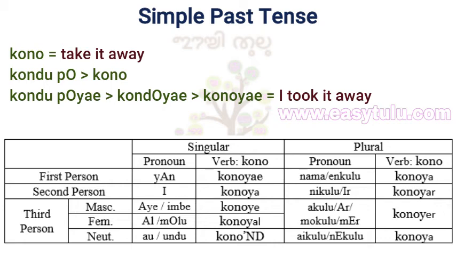Nama or inkulu konoya. We took it away. Nikulu or ir konoyar. You took it away. Akulu, aru, mukulu or mir konoyer. They took it away. Aikulu or nekulu konoya. They took it away.